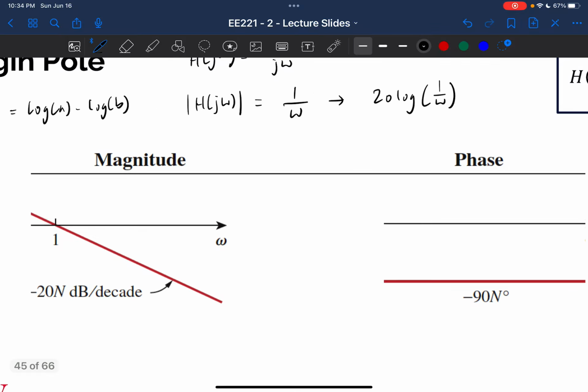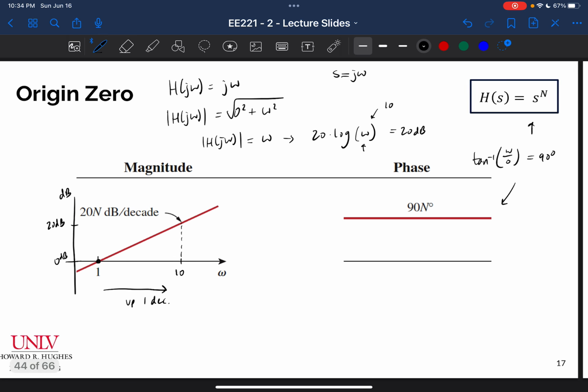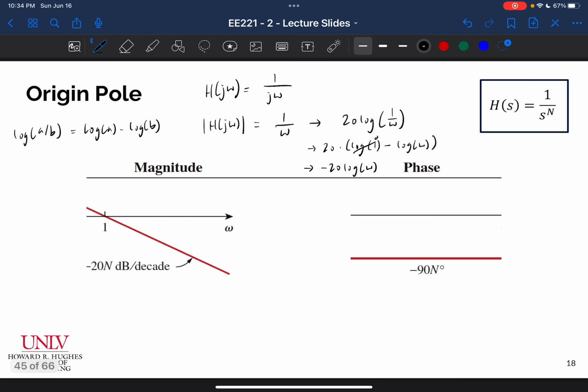You don't need to rederive it every time. However, using this log rule that I just wrote out, we can rewrite this as 20 times the log of 1 minus the log of omega, where the log of 1, of course, goes to 0, and we just get minus 20 log of omega. In the previous case, we had just 20 log of omega, which gave us a slope of 20 dB per decade. This is why we get a slope of minus 20 dB per decade. But still, at omega equals 1, log goes to 0, and so that's why we have 0 dB at omega equals 1. The same logic applies for finding the phase, and you could go ahead and do that if you wish. And so that's the origin pole.